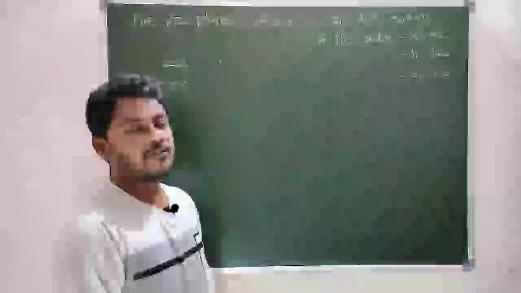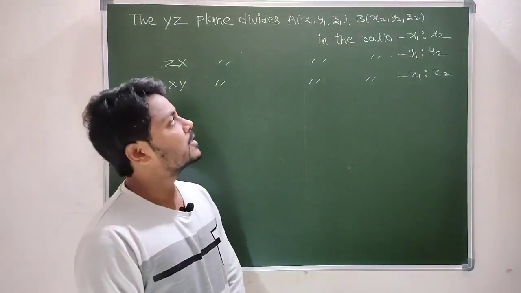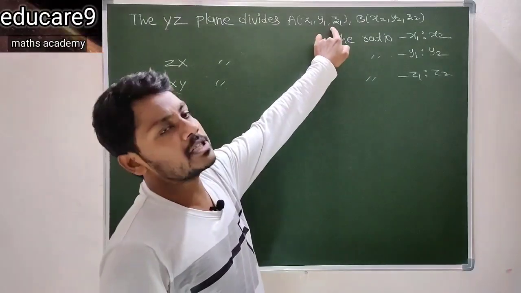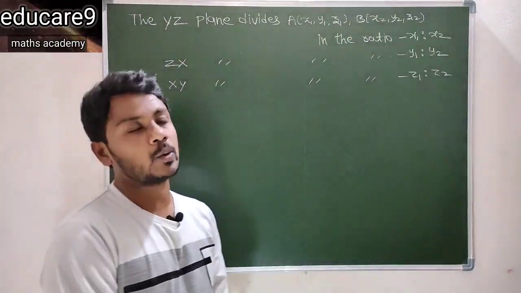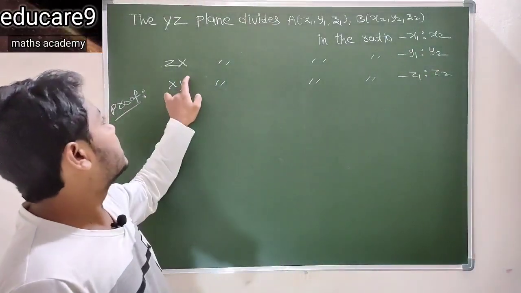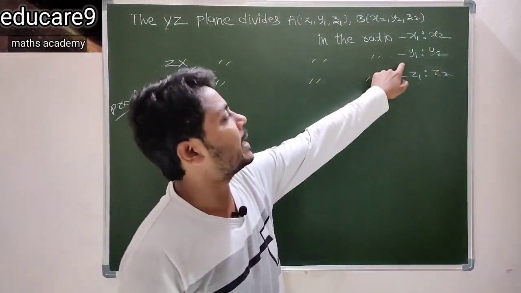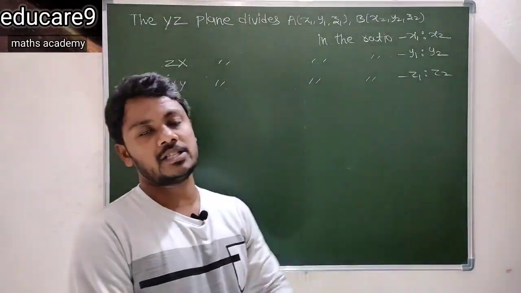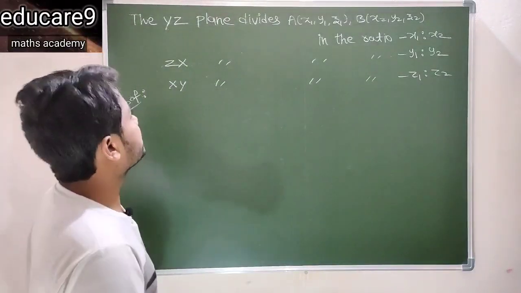Hi, hello everyone. For this session, we will discuss another proof. See here, the yz plane divides A(x1, y1, z1), B(x2, y2, z2) in the ratio minus x1 is to x2, the zx plane divides in the ratio minus y1 is to y2, and the xy plane in the ratio minus z1 is to z2. So see the proof.